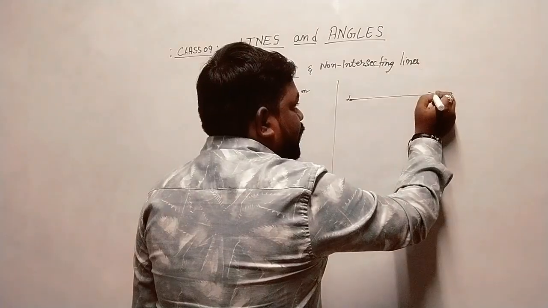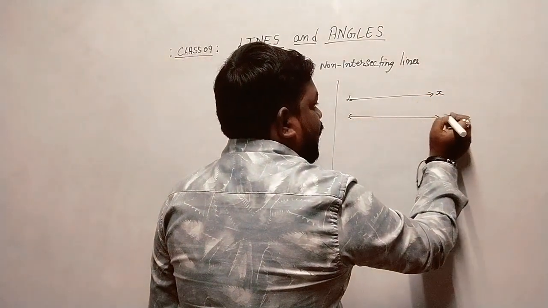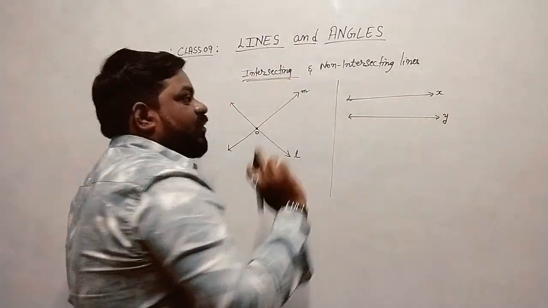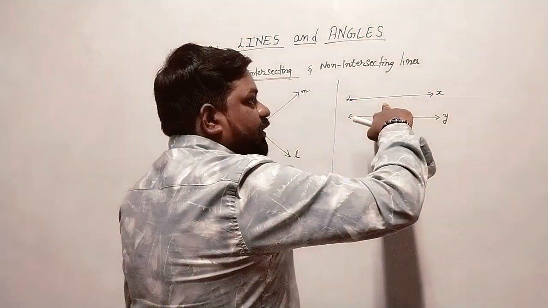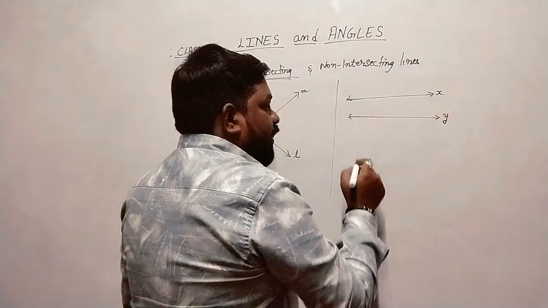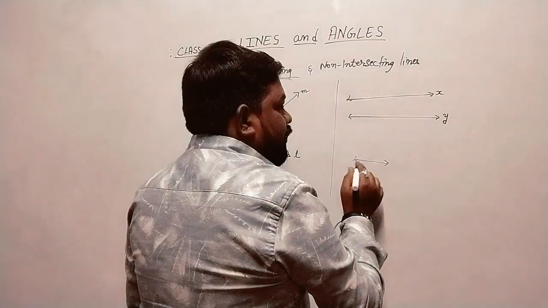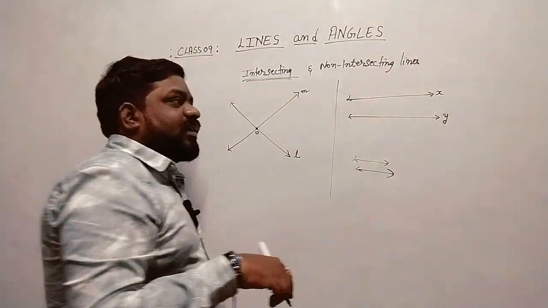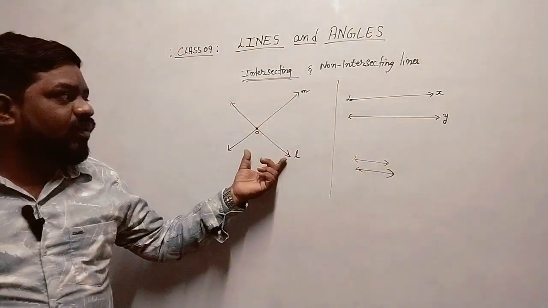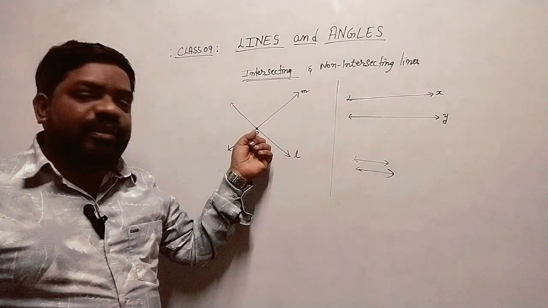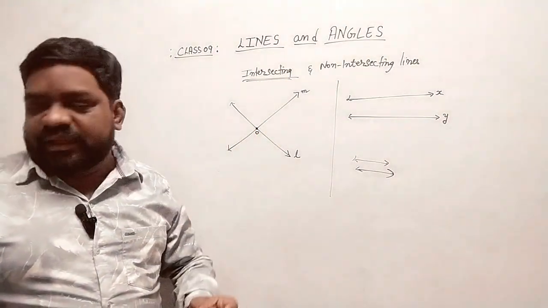Non-intersecting lines means two lines, I will name one as X and another line as Y. These two lines are not meeting each other. So they are non-intersecting lines. If two lines never meet, then we call them non-intersecting. Here in this case they are parallel lines. Here two lines are meeting at one point and we call them intersecting lines.